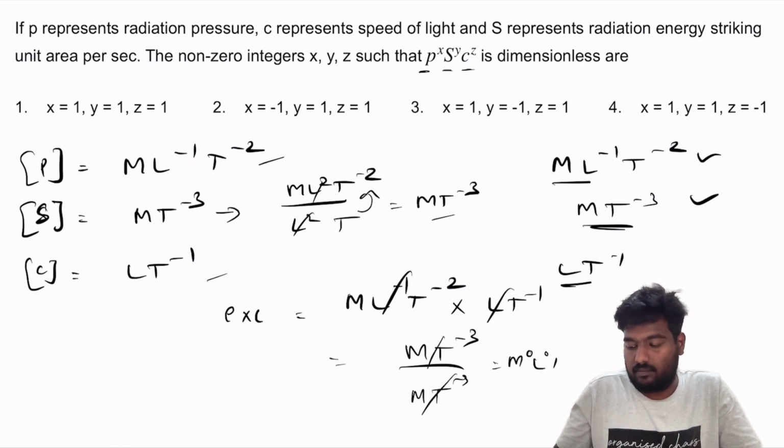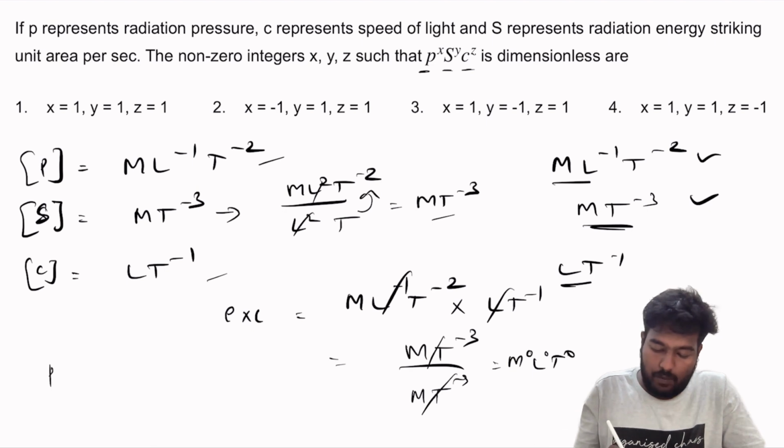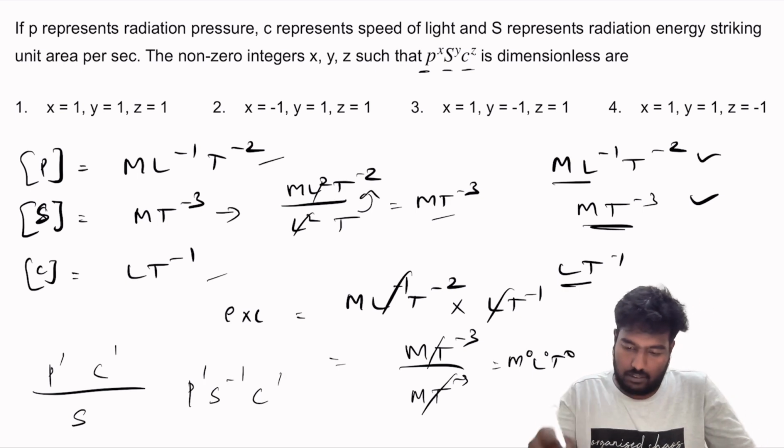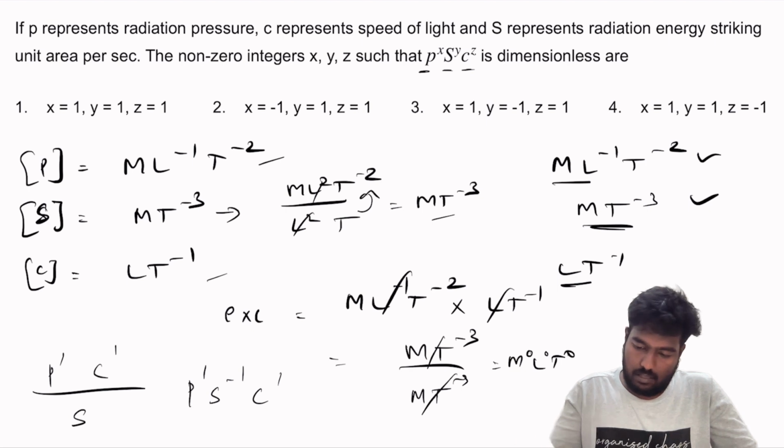So what we have done, p power 1, S we have put in divide. Okay, and C power 1. So p power 1, S power minus 1, C power 1. So x, y, z. Yeah, I think 3 is the right answer.